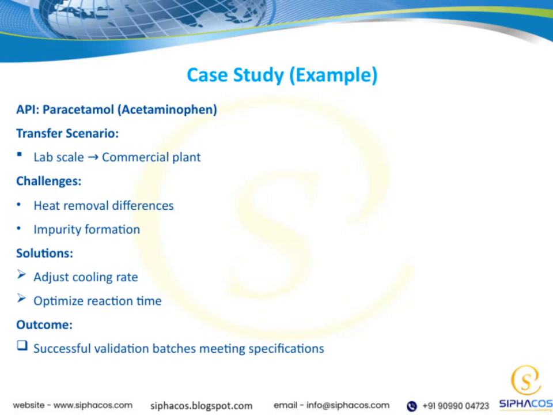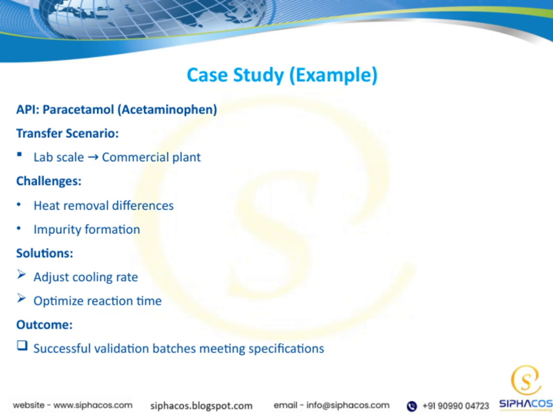Let's look at this case study involving paracetamol, also known as acetaminophen. This example really highlights some of the typical transfer challenges we face when moving from lab scale to a commercial plant. When scaling up, heat removal becomes a critical issue, because what works in the lab doesn't always translate directly to larger equipment. This can lead to problems like impurity formation, which can affect product quality and yield.